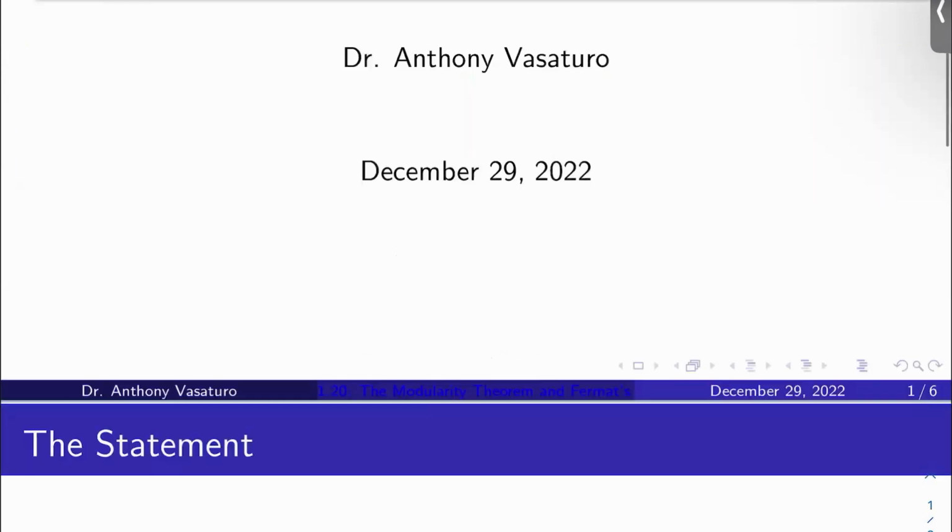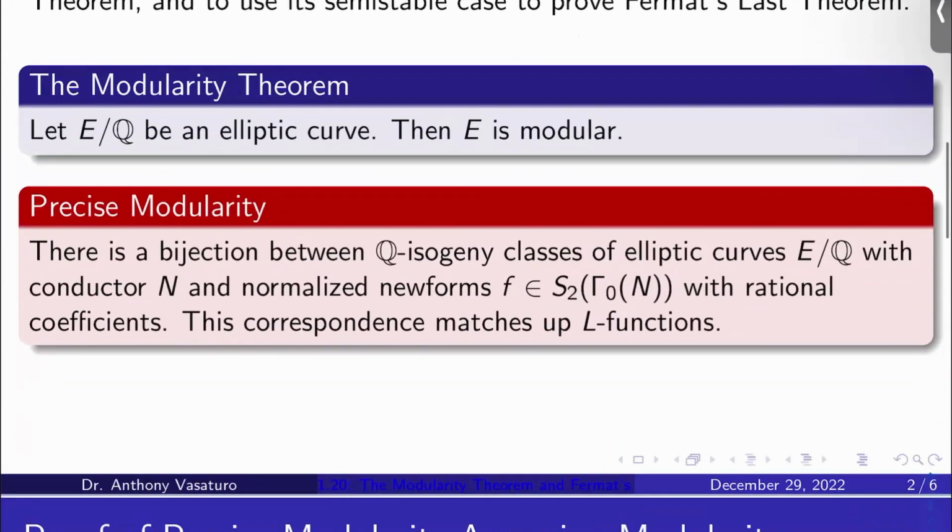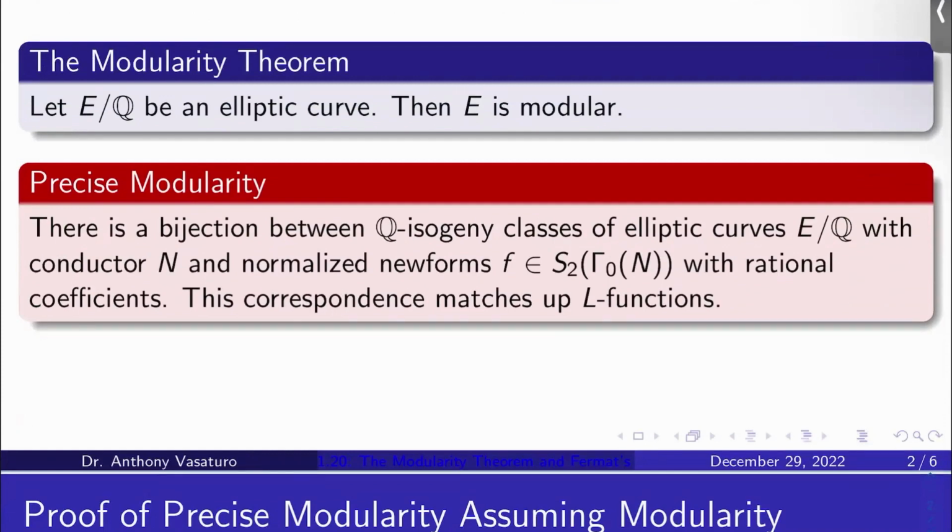Let's get into it. So here's the modularity theorem. Here's what it says on a basic level. Let E over Q be an elliptic curve. Then E is modular.